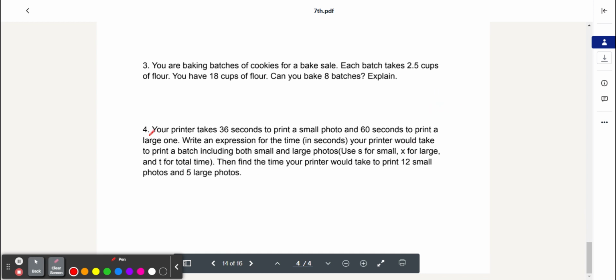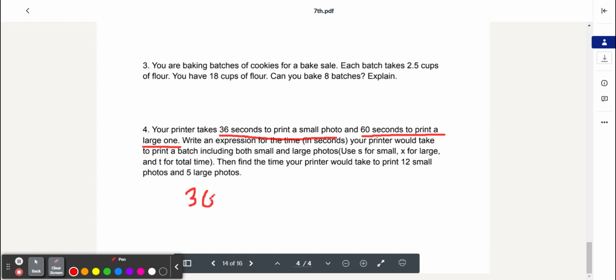Now we'll do one last problem, number 4. Your printer takes 36 seconds to print a small photo and 60 seconds to print a large one. Write an expression for the time in seconds your printer would take to print a batch including both small and large photos. Use S for small, X for large, and T for time. So I think they wanted an equation, not an expression. Then find the time for blah blah blah blah blah. So due to lack of time, we'll only be finding the equation, and you can solve it on your own.